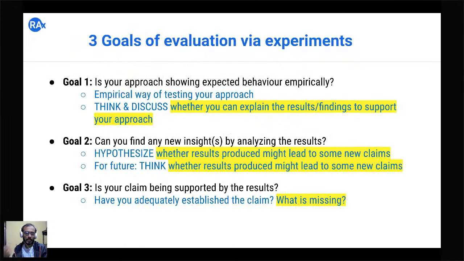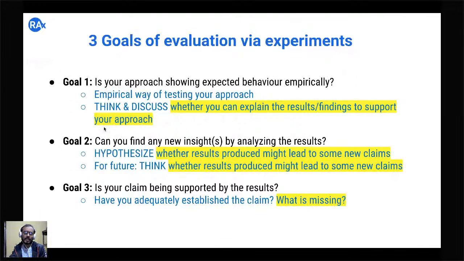So there can be many different reasons why your approach is not working. So just don't immediately jump to the conclusion that you have to change your approach. You first need to figure out whether there is a manual mistake or not, or whether a minor tweak can get the job done, right? These are the things that you should first look into, and then you should make that big decision that, okay, I need to change the approach in a big way. So that's the first goal.